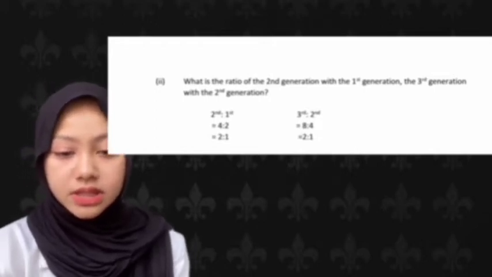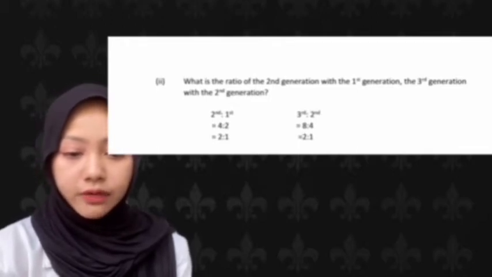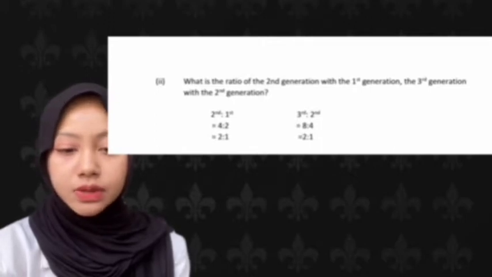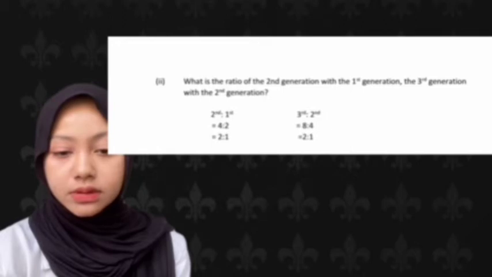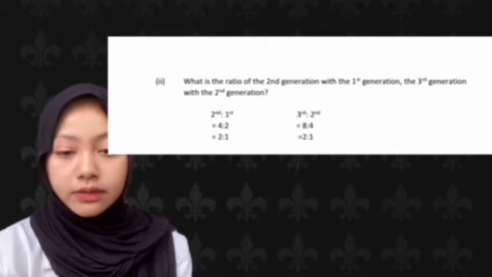For the next question, what is the ratio of the second generation to the first generation, and the third generation to the second generation? So for the ratio of second to first, we get 4 to 2, and we simplify, we get 2 ratio 1. With the third and second generation, third we get 8, and second we get 4. So the ratio is 8 ratio 4. We simplify to 2 ratio 1.